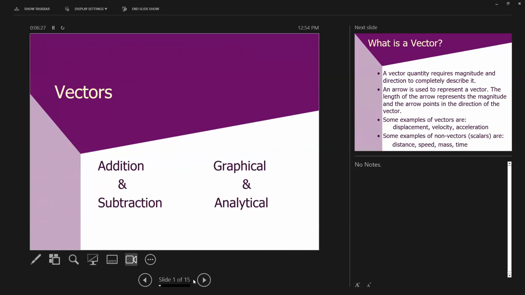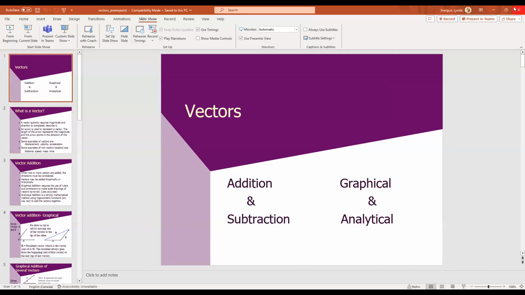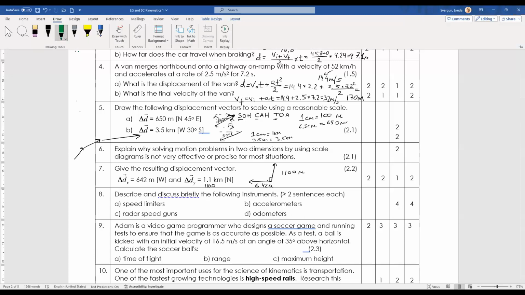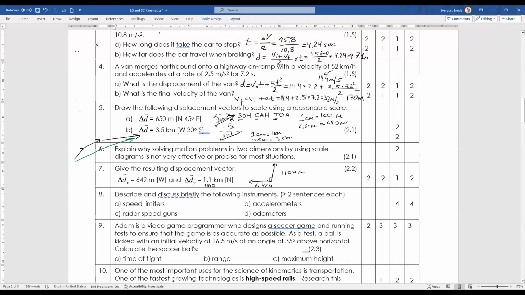So the graphical method is tip to tail. The algebraic method is using the Pythagorean theorem and SOHCAHTOA. Okay, we are going back to vectors. Number 7: we had a horizontal component to the left and a vertical component up. Another way to add vectors is the parallelogram method, because with tip to tail, at the end of one vector you add the second vector, then a third vector, for example, and the resultant joins the initial and final position.